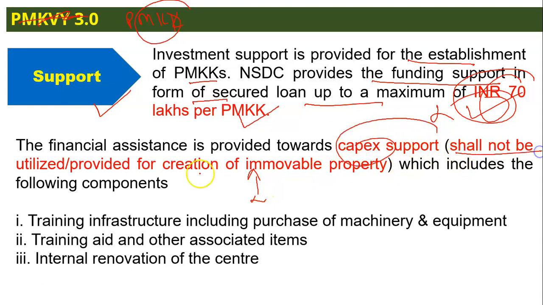It is not given for utilization in creation of immovable property like land or other buildings. So this fund can be used only for the training infrastructure, including purchase of machinery and equipment, training aids and other associated items, and internal renovation of the center.